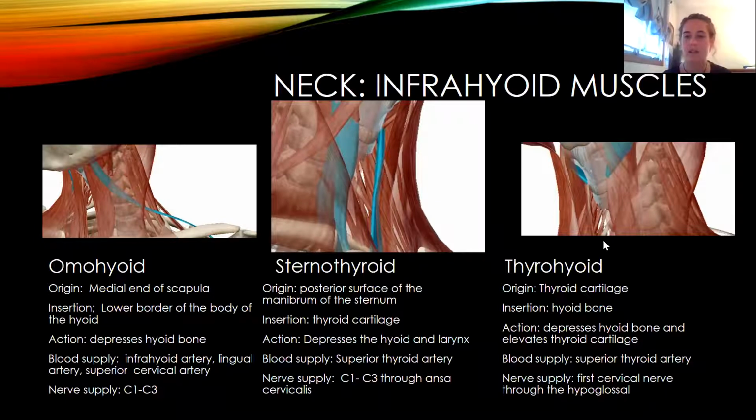Then there is the thyrohyoid. The origin for the thyrohyoid is the thyroid cartilage. The insertion is the hyoid bone, and the action is that it depresses the hyoid bone and elevates the thyroid cartilage. The blood supply is the superior thyroid artery, and the nerve supply is the first cervical nerve through the hypoglossal.